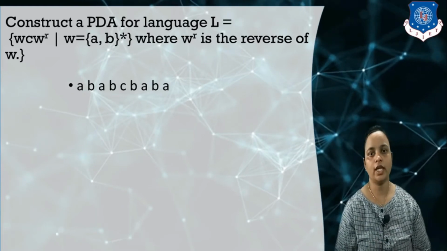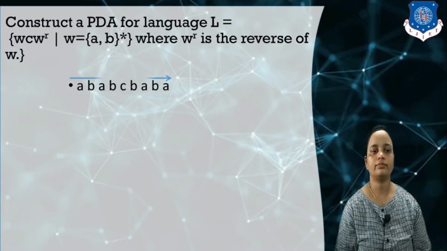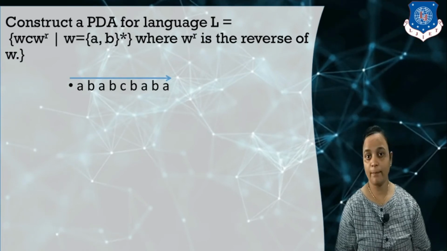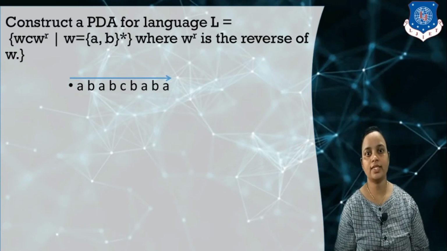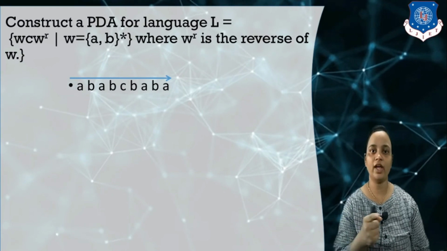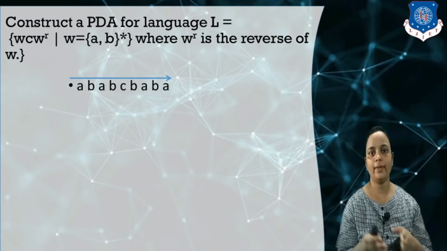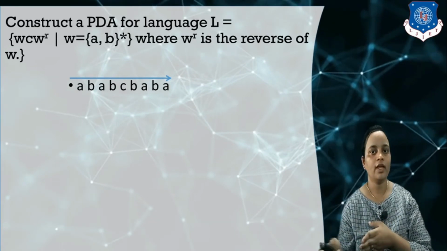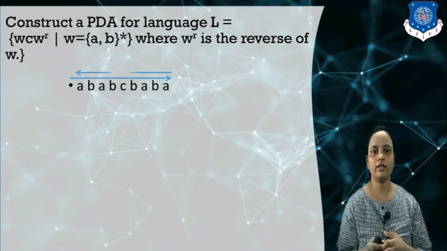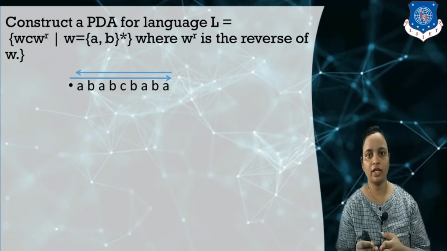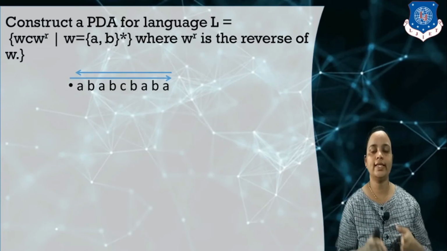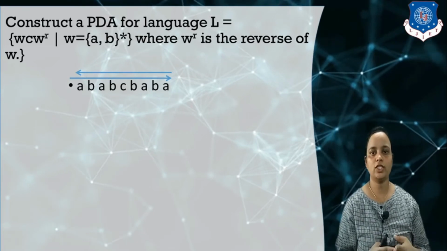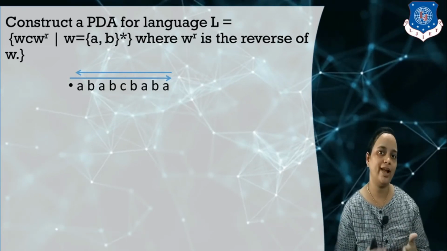If you see, this string is a palindrome. If I read the string A B C B A from left to right, and if I read the characters from right to left, it is again A B C B A. So we can say that it is a palindrome.